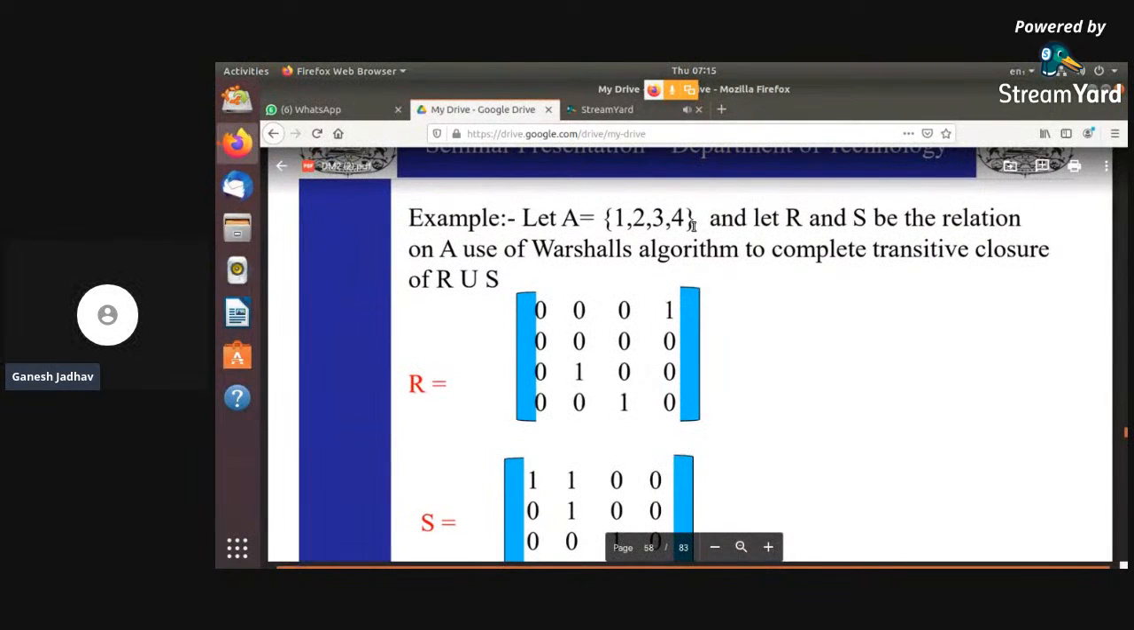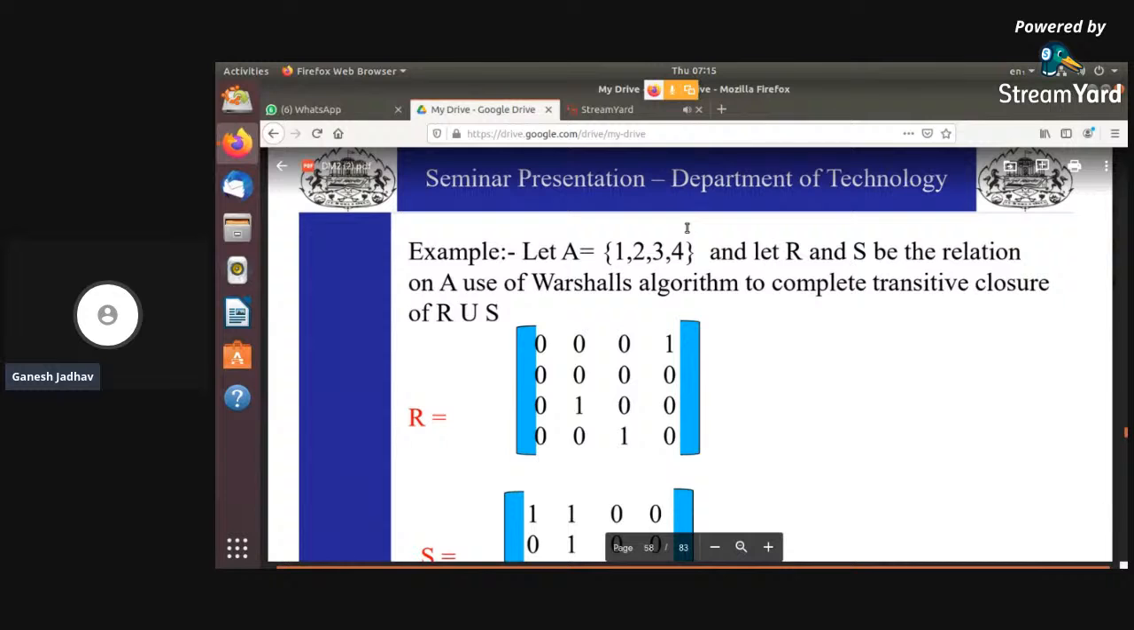Okay, this is another example of transitive closure. So let A be equal to 1 2 3 4, and let R and S be relations on A, to use Warshall's algorithm to compute the transitive closure. So how can you compute the transitive closure?